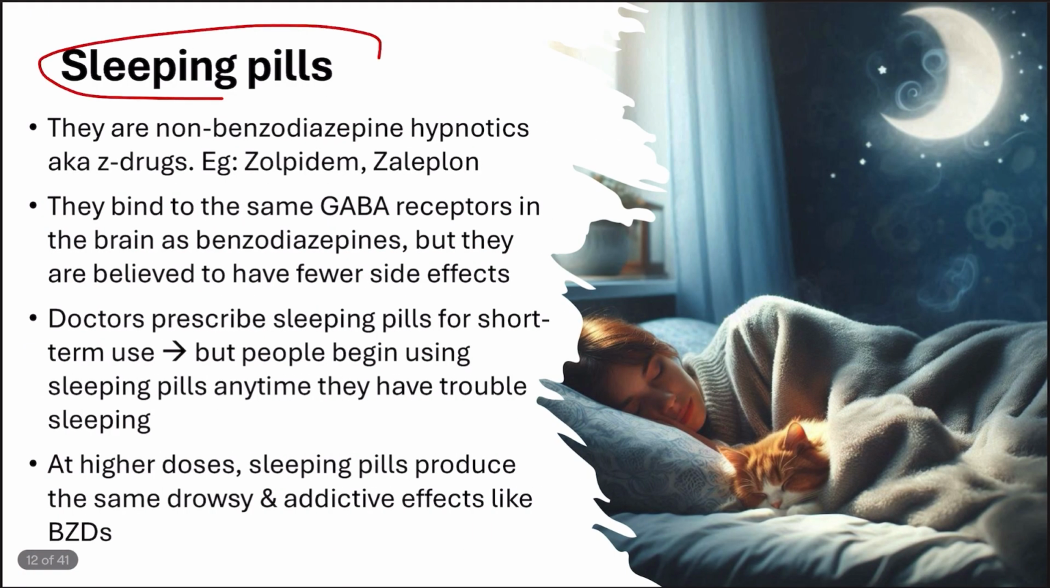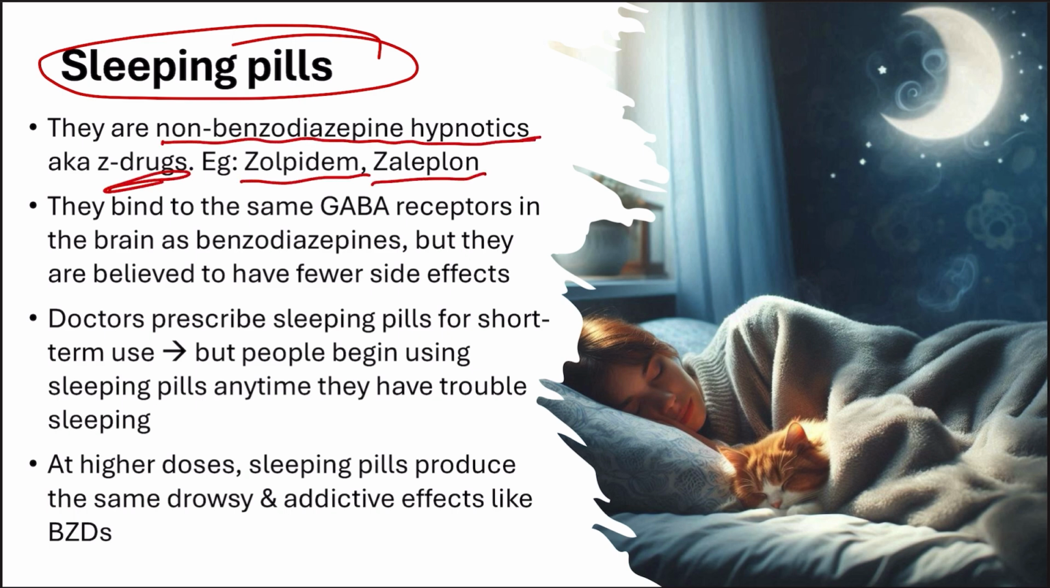Then we come to sleeping pills. These are basically non-benzodiazepine hypnotics, which are also known as Z drugs, for example zolpidem and zaleplon. They bind to the same GABA receptors in the brain where the benzodiazepines are also binding. But the advantage with these Z compounds is that they are believed to have fewer side effects compared to benzodiazepines.